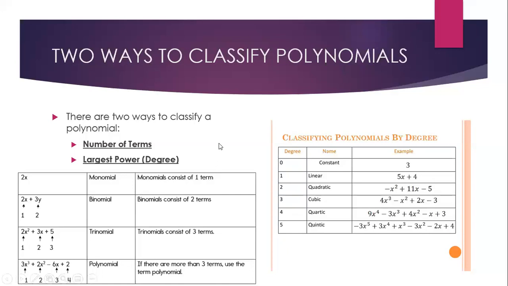Number 1, number of terms. How many terms are there? Number 2, the largest power, which is what's called the degree of a polynomial. I'll go through these charts that walk you through it, but I'll go over these charts in a minute.